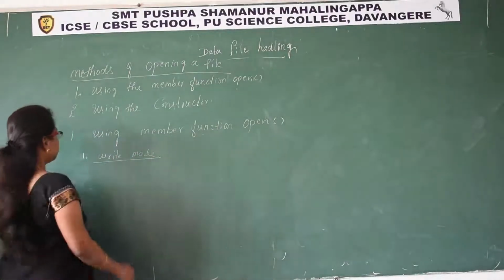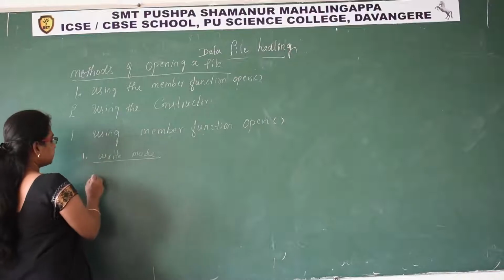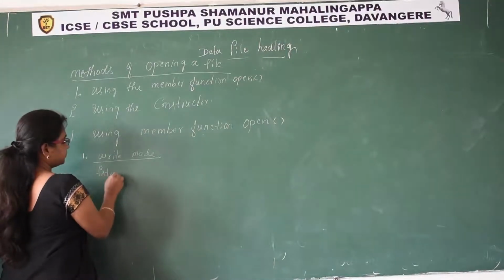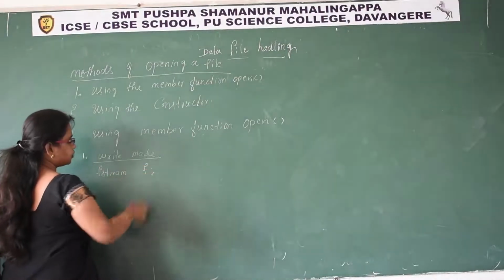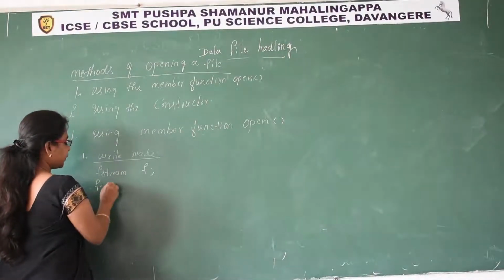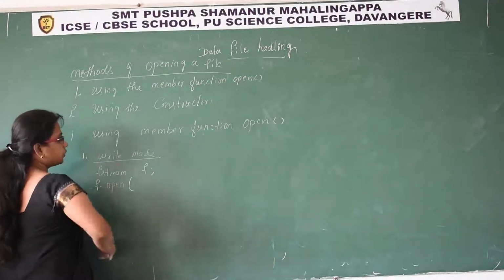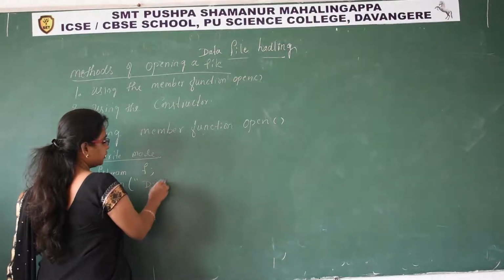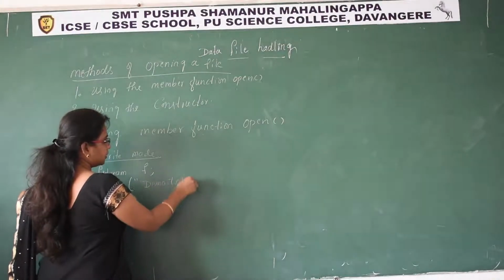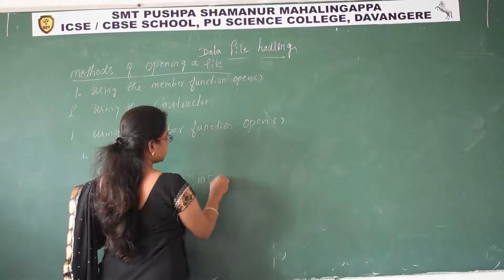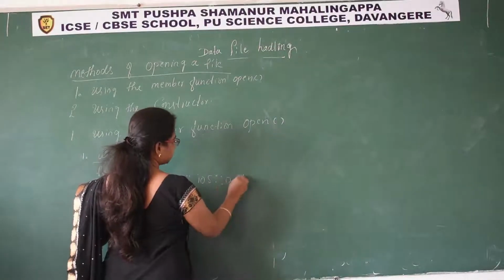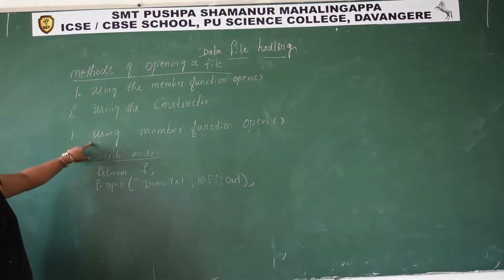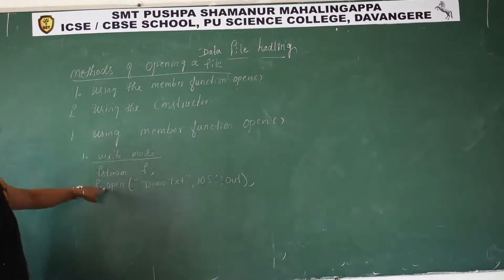Okay, we use fstream f object, f dot open parenthesis. I'll take file name demo.txt here, demo.txt, comma ios scope resolution out. So this is one example of opening the file in open function method.